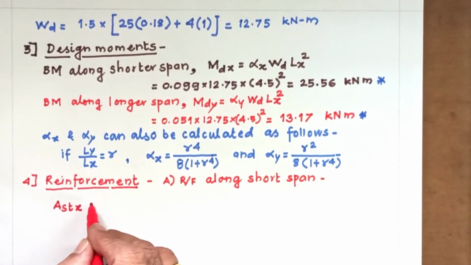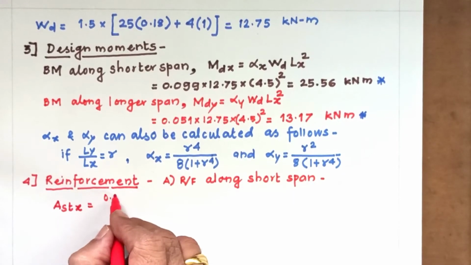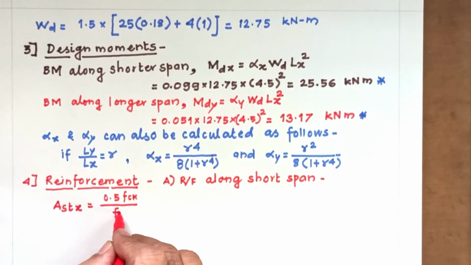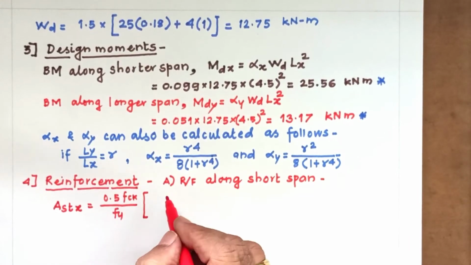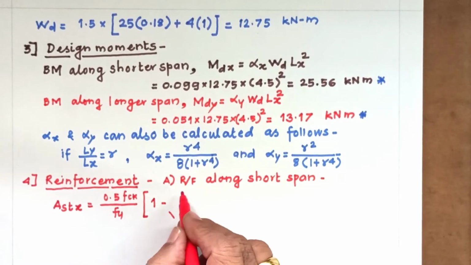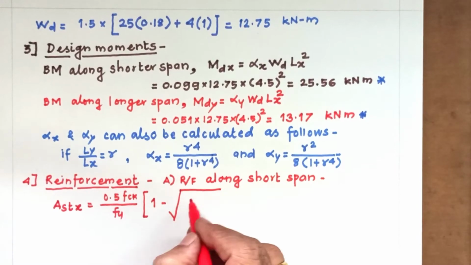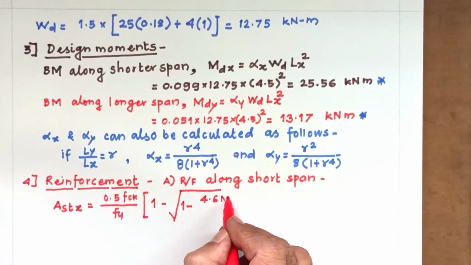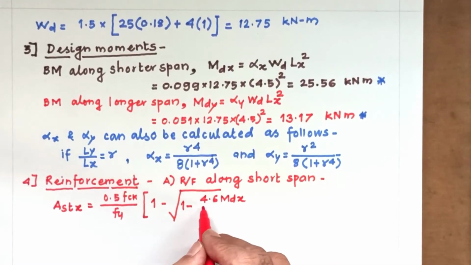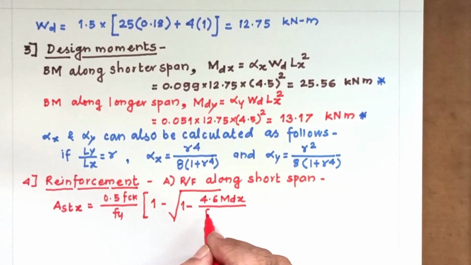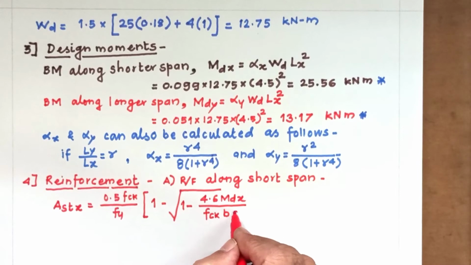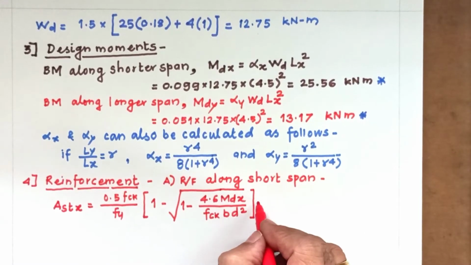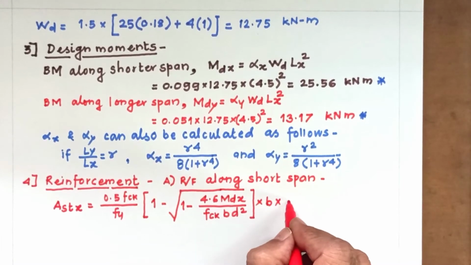Okay. So I will write that formula. Astx, because along short span, is equal to, what is the formula? 0.5 fck upon fy into bracket, 1 minus under root of 1 minus 4.6 Mdx upon fck bd square, bracket complete, multiplied by b into d.